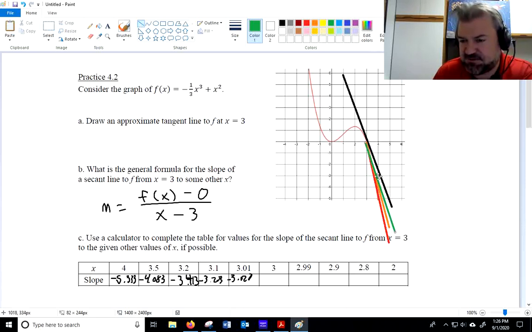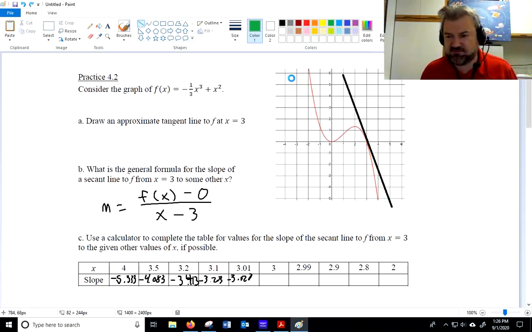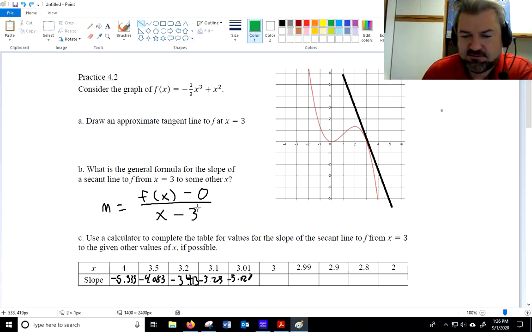and it's difficult to see here, they're kind of overlapping too much. We're getting closer and closer to that tangent line. I'm just going to take those off real quick, though. All right, let's try 3.